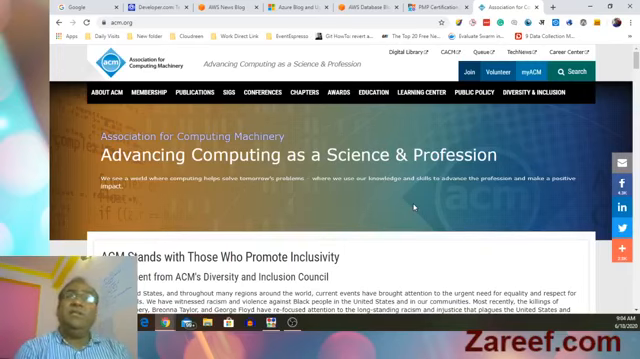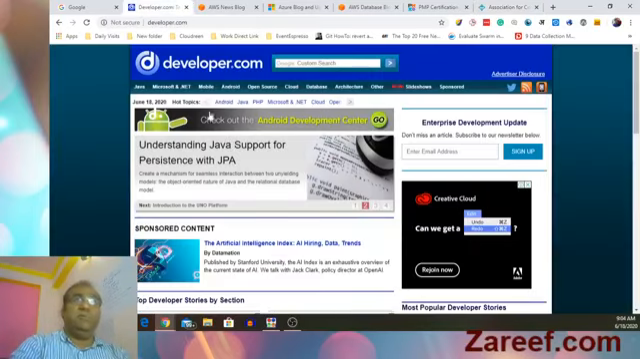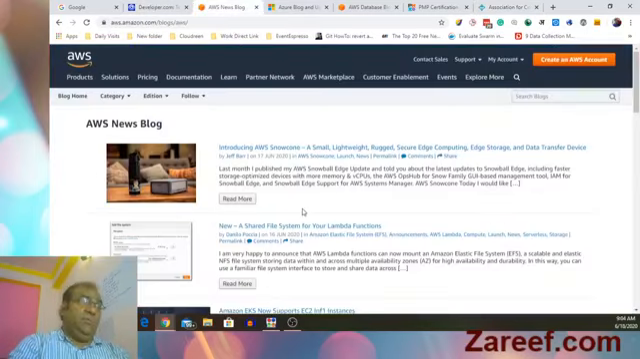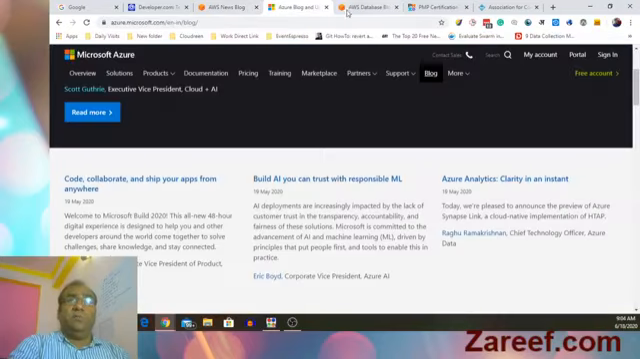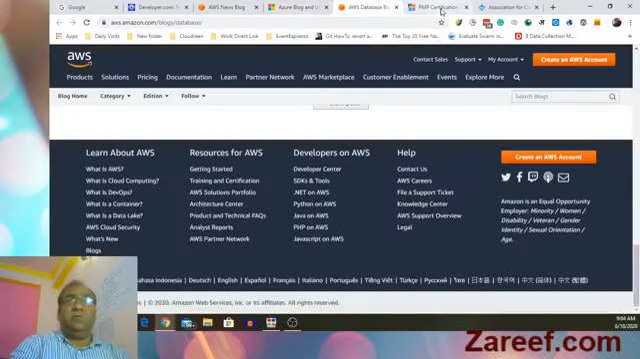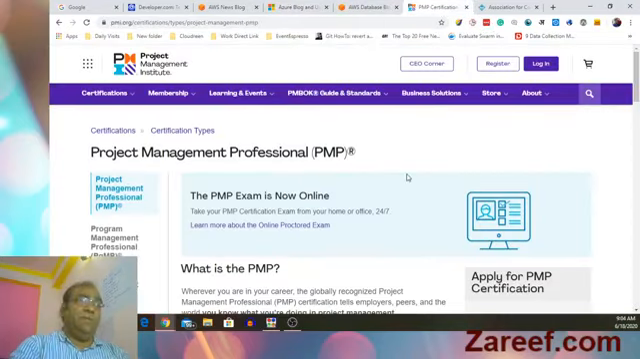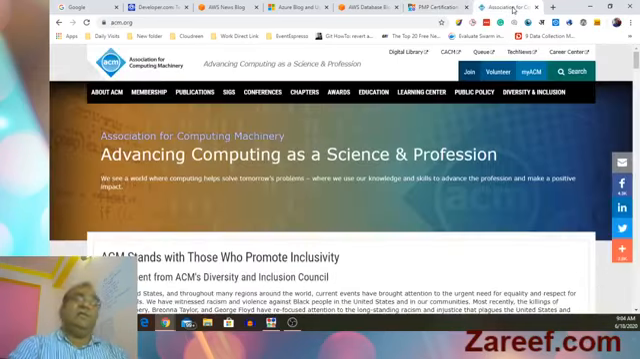So these are the six websites which I usually visit: developer.com, the AWS blog, the Azure blog, the AWS database blog, the PMI organization one, and the ACM one. These are my resources which I usually refer to. Your use case, your industry, your projects may be of a different kind.